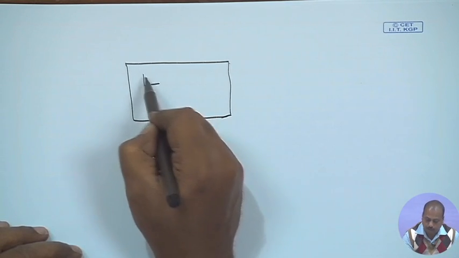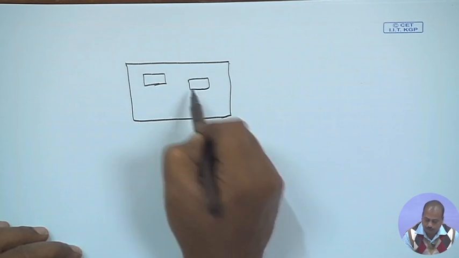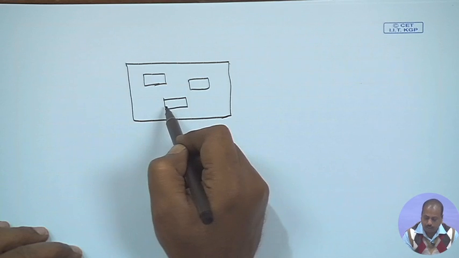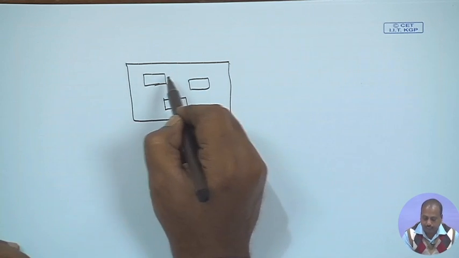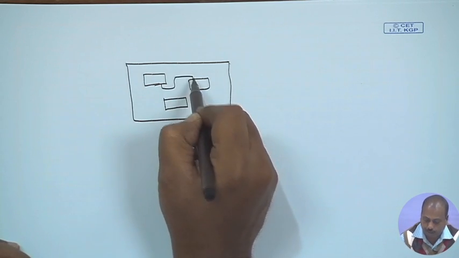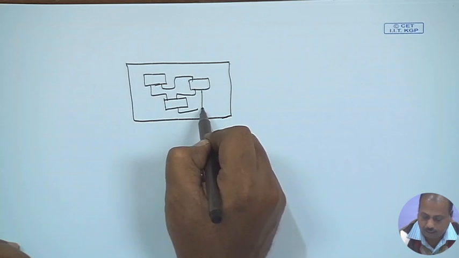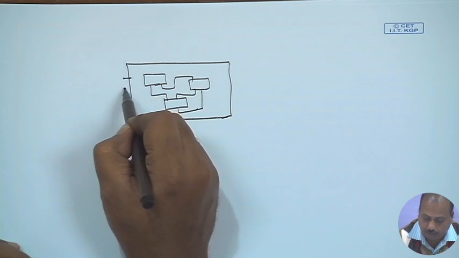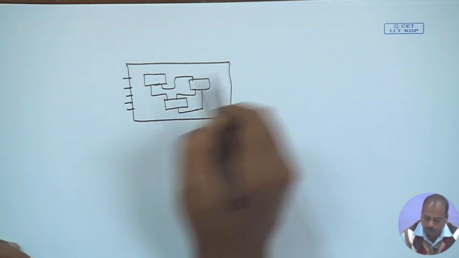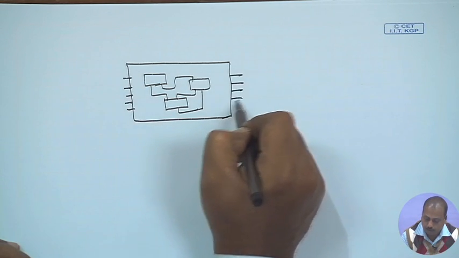So, this is one chip, this is another chip, this is another chip. There are connections between the chips, so there may be signal lines running like this, and like this. Now, this board has some inputs. These are the board level inputs and these are the board level outputs.